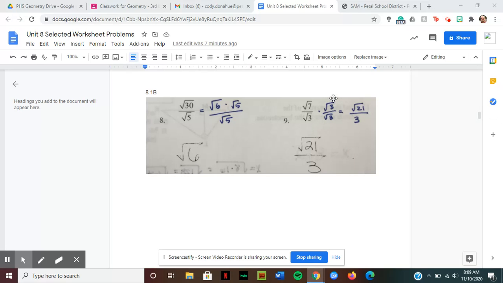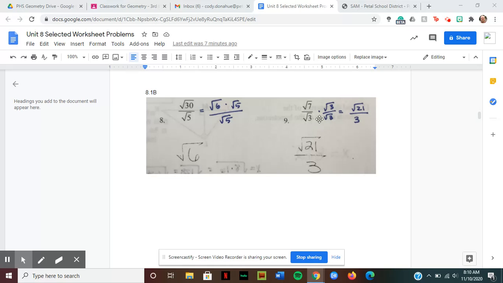Remember, anything can be 1. 1 can look like 1 over 1, 2 over 2, 5 over 5. It can also look like the square root of 3 over the square root of 3. This whole thing is 1. So if I multiply my top to my top and my bottom to my bottom, I'm going to get the square root of 7 times 3, which would be the square root of 21.